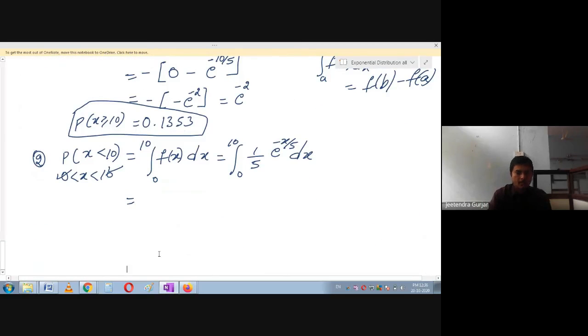Yes, please, what did we get for the integration answer? Integration from 0 to 10 of 1 upon 5 e raised to minus x divided by 5 dx. Fix this formula, student, then you can put the values directly. Don't change the formula in the calculator.